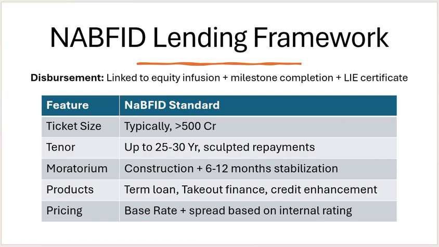Ticket size: typically the ticket size is greater than 500 crore. So it's for projects of more than 500 crore, infrastructure projects, which require a huge amount of investment. Then the tenure is up to 25 to 30 years for an infrastructure project. And the clustering repayment. Clustering repayment means the variation in the repayment is leveraged to the sponsor on the basis of the project's progress or the revenue generated from the project, or the different factors that affect the project's revenue generation.